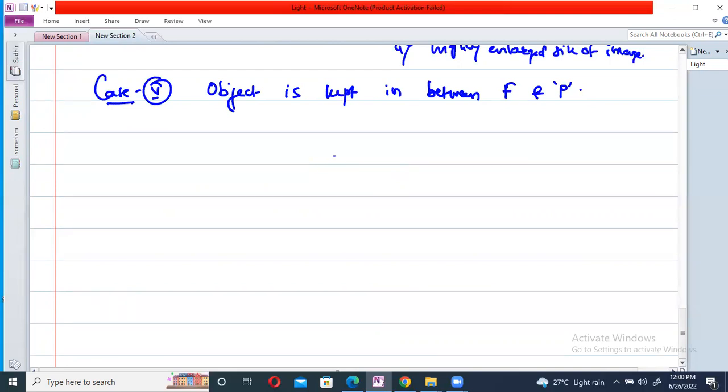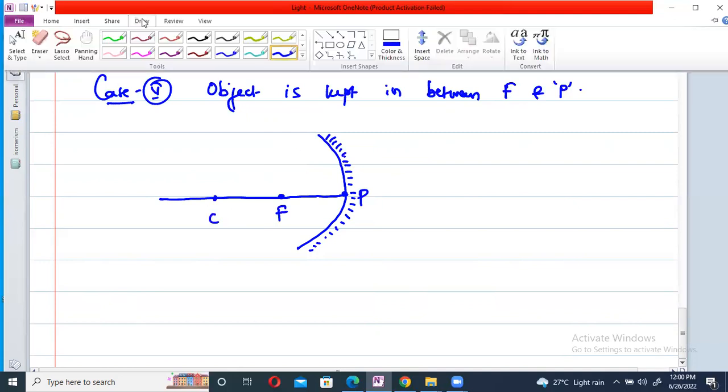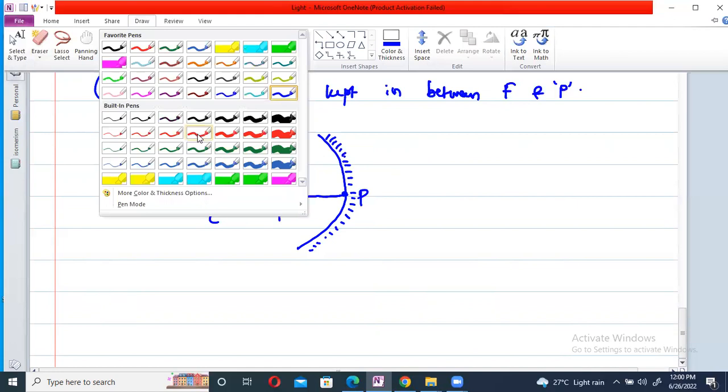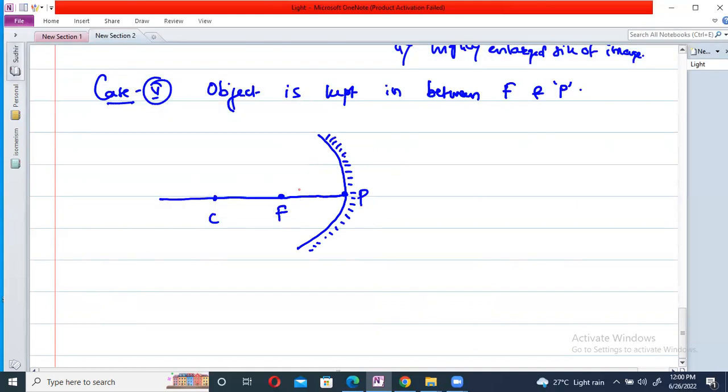Why? Because here, suppose it is a concave mirror, right, sir? This is the principal axis. P is here, focus is here, center of curvature is here. And we are going to keep the object in between F and P. So in between F and P means somewhere here. It is A and it is B.